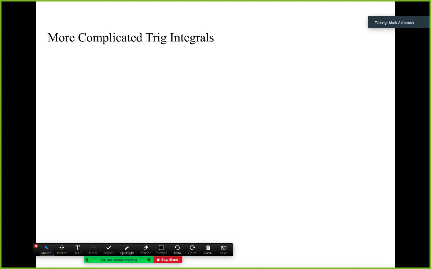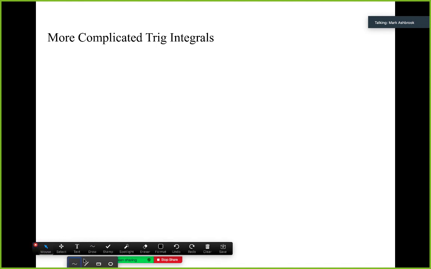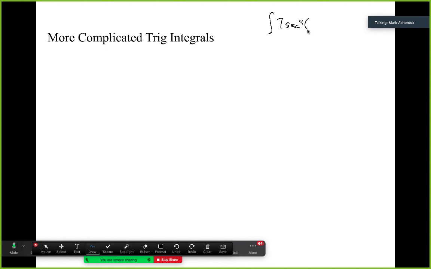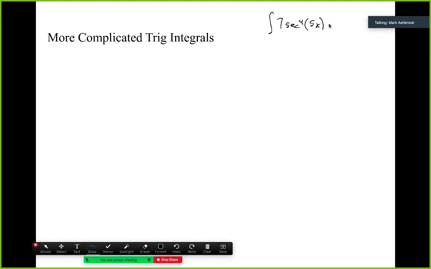Okay, so what's the deal with these? For instance, the one we'll do at the end of class, I think, is something like 7 secant to the 4th 5x tangent to the 7th 5x. So this is certainly a more complicated trig integral, and hopefully we'll get to this one at the end. So what's the strategy with something like this?